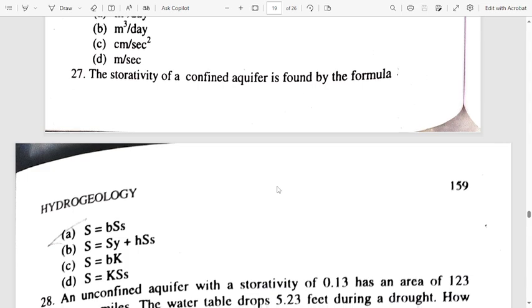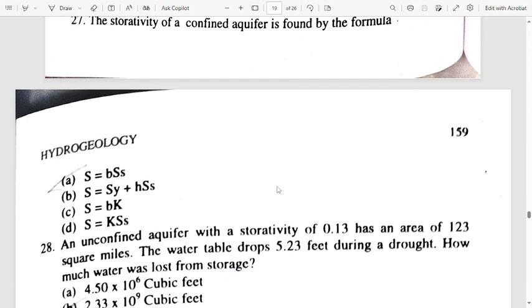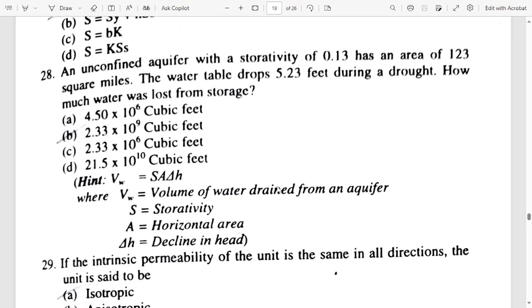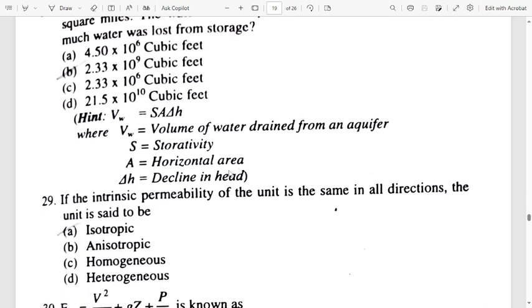The storativity of a confined aquifer is found by the formula S is equal to b Ss. An unconfined aquifer with a storativity of 0.13 has an area of 123 square miles. The water drops 5.23 feet during a drought. How much water was lost from storage? 2.33 into 10 to the power 9 cubic feet. Okay, so V is equal to S A del H, and the calculation.